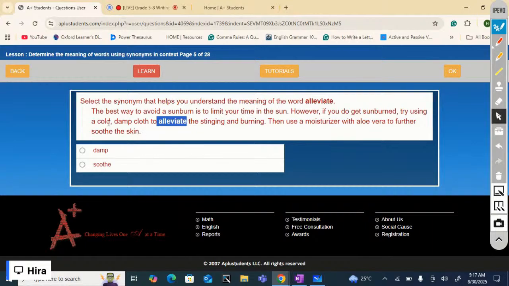So try using a cold, damp cloth to alleviate the stinging and burning. So, why is this damp, cold cloth used? To alleviate the stinging and burning. Then use a moisturizer with aloe vera to further soothe the skin, means which further decreases the intensity of stinging and burning. So obviously it soothes the skin. So damp is not the answer. Soothe is a verb, and we need a verb. It's a synonym that helps us understand the meaning of the word alleviate.